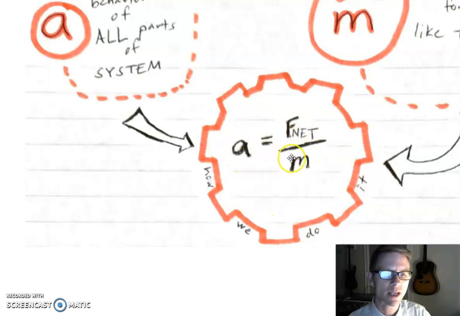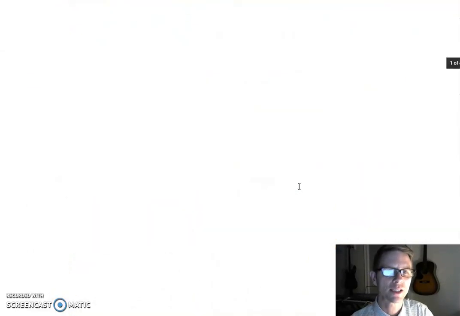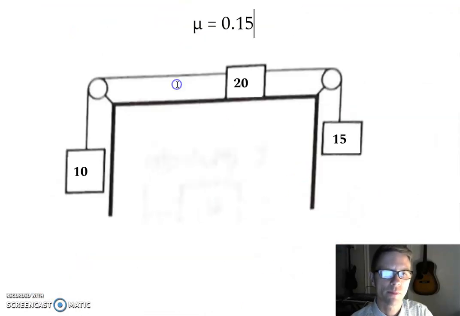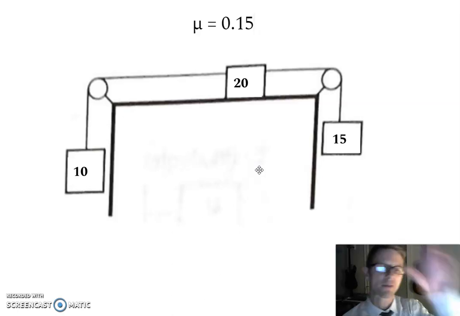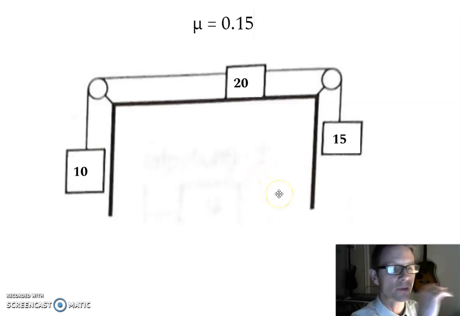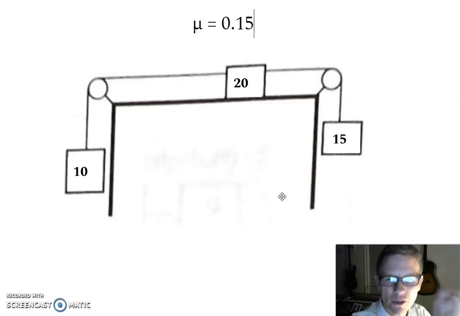You're going to keep writing down a equals F net over m, but what you need to realize is that can apply to the entire system. You can look at a equals F net over m for the entire system. You can say it for just this one mass, just this mass, these two masses. You can just keep writing it down and you'll actually have different net forces and different masses, but everything will have the same acceleration. Okay, what I just said, I said a little differently than I have in the past, so I want you to maybe pause and rewind and listen to the last like 30 seconds again.